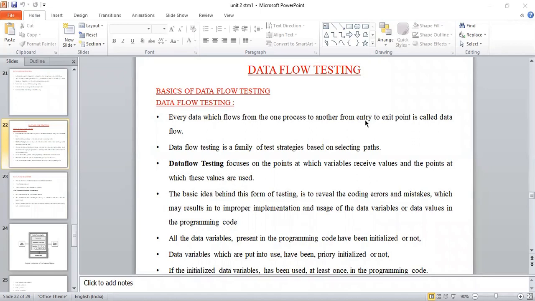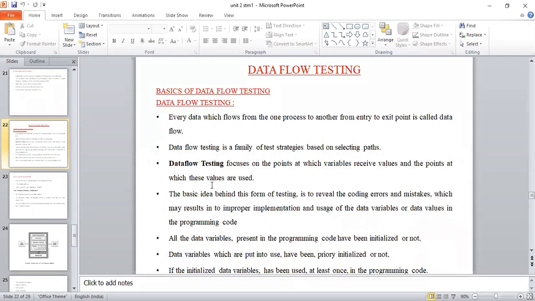The second part is called data flow testing. We have already seen in the syllabus that in data flow testing we will discuss three topics. That is basics of data flow testing. Next one is strategies in data flow testing. And the third one is applications of data flow testing. So about these three topics we will discuss in the second part, data flow testing. First one is basics of data flow testing.